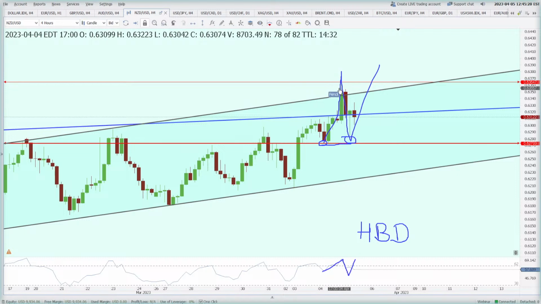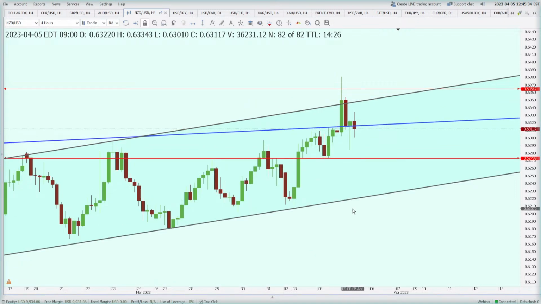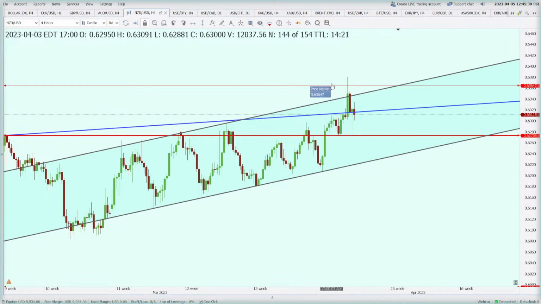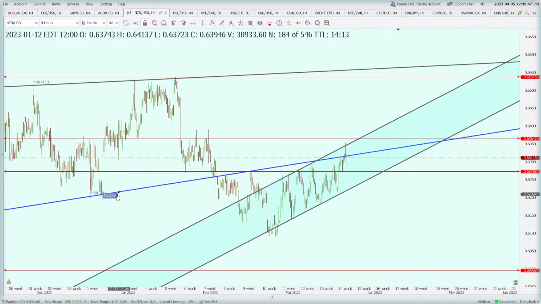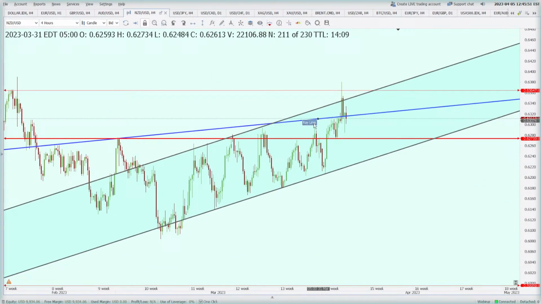And on the higher side, quickly we will check that we have a resistance at around 0.6364 as of now, and on the lower side we have support at 0.6273, and there is more of a congestion area. This one is a congestion area where you have this long-term trend line passing through, and also this rising channel's resistance line is passing through this area.